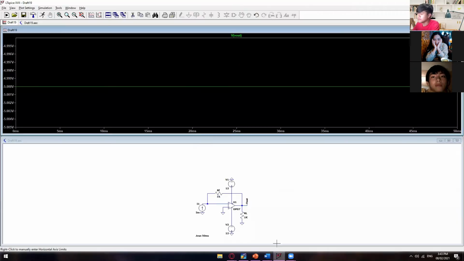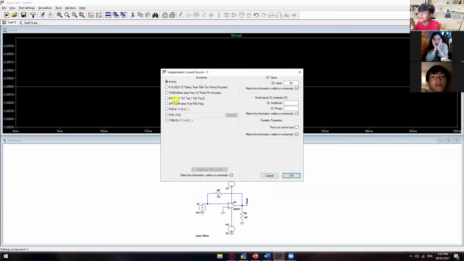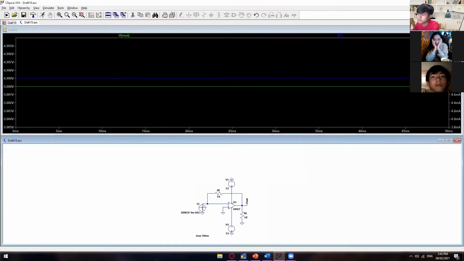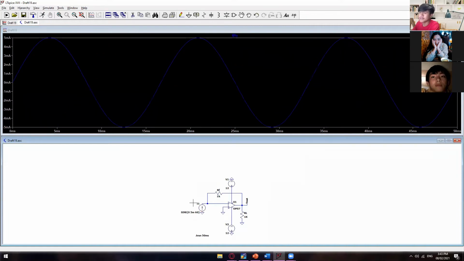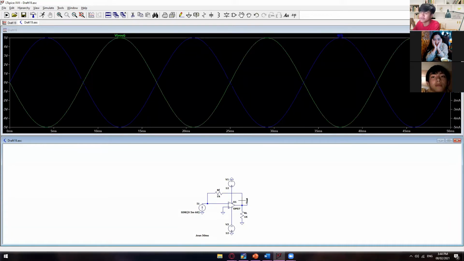Because if you make this one a sine wave, let's say 5 milliamps at 60 hertz, we will have an input of AC, and of course we will also have an output of AC at the same time. As you can see, this one is accepting positive and negative current and voltage at the same time. This one is completely out of phase. When we say out of phase, this one is 180 degrees opposite of the original phase. So if we have positive input, we have negative output. If we have negative input, we have positive output.